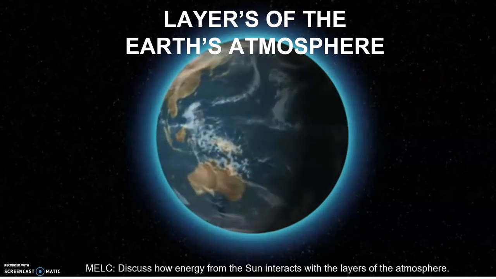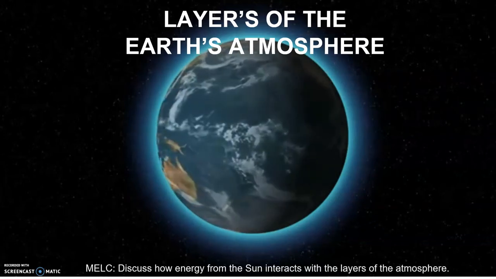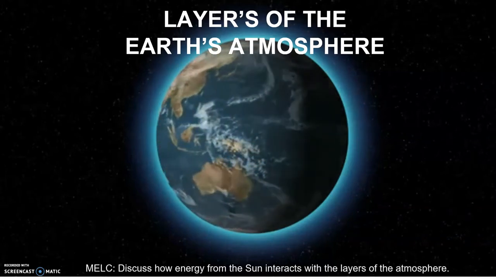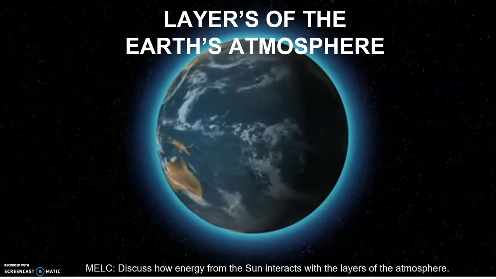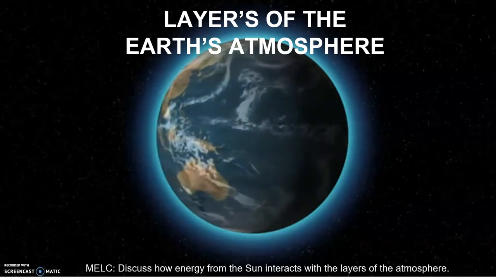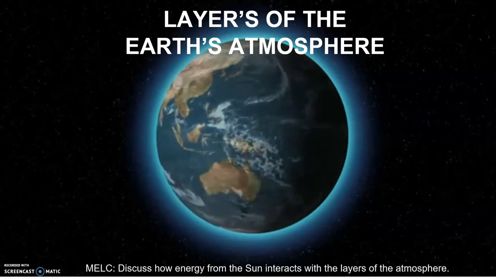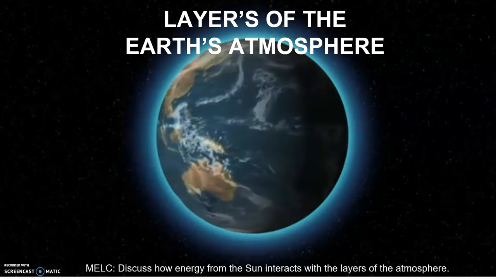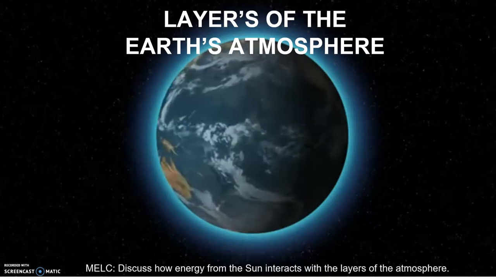So before we proceed, let's first define what is an atmosphere. It is basically the layer of gases, commonly known as air, surrounding the Earth. So the most essential learning competency for our lesson today is discuss how energy from the sun interacts with the layers of the atmosphere.